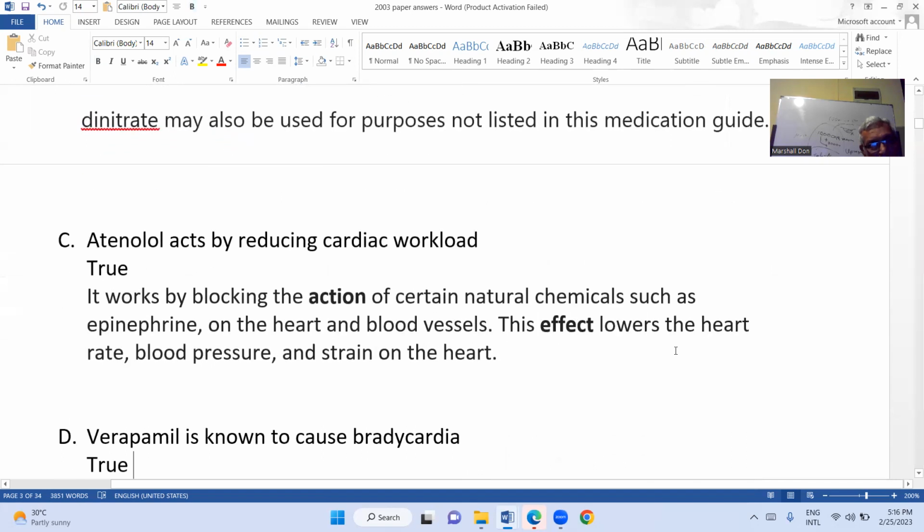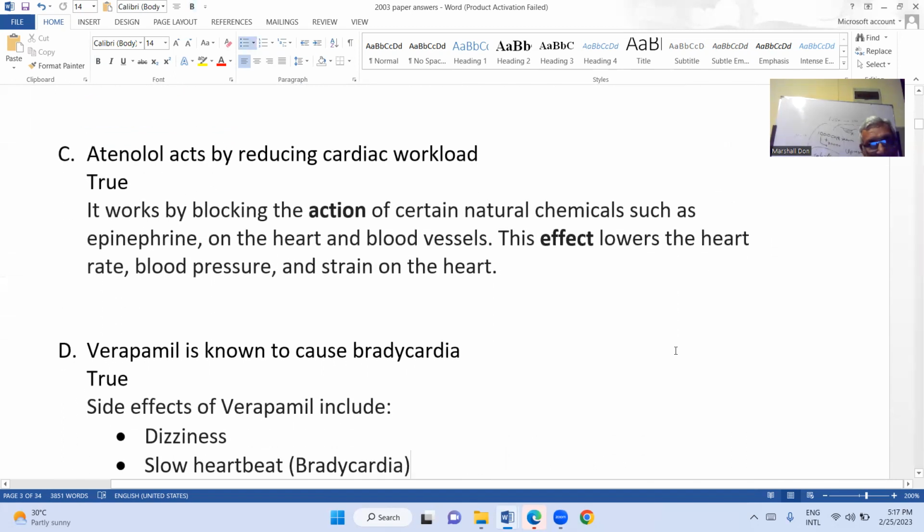Okay. We'll go to C. Atenolol acts by reducing cardiac workload. That is true. Because the cardiac beta 1 receptors are blocked, there is less stimulation to the heart muscles to pump blood. So less work for the heart muscles, so reducing cardiac workload.